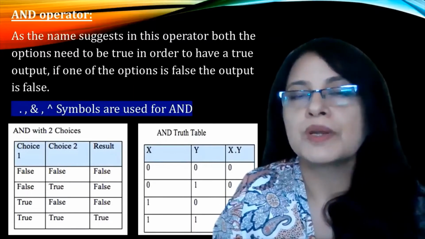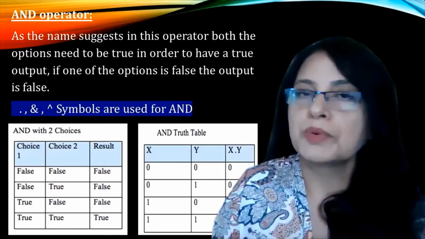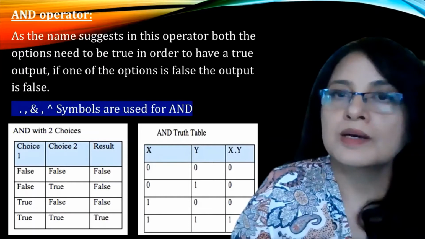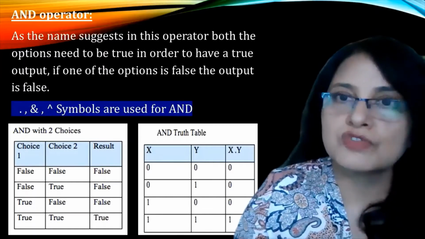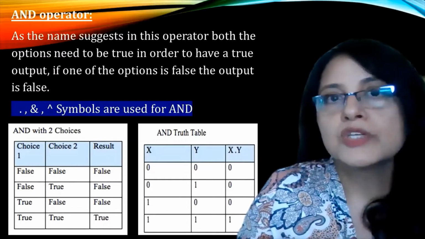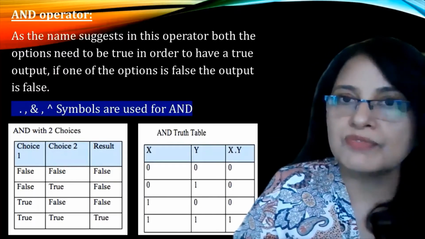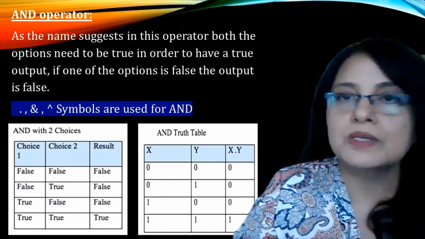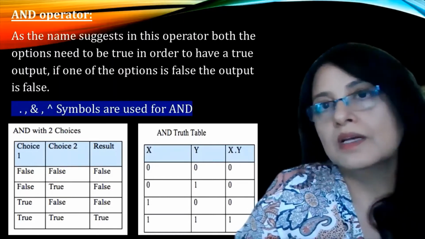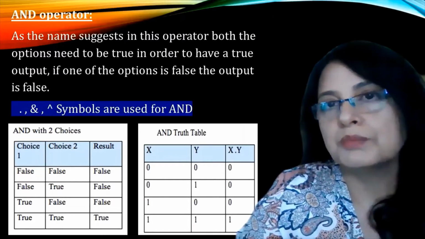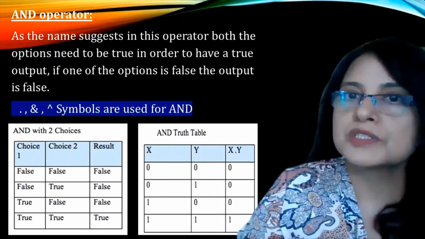The AND operator is basically an operator where if both the inputs are true, the output is true. Otherwise, the output is false. So in case both inputs are false, obviously it's false. Even if one of the inputs is true, it will still remain false. It's only when both inputs are true that the output is true.